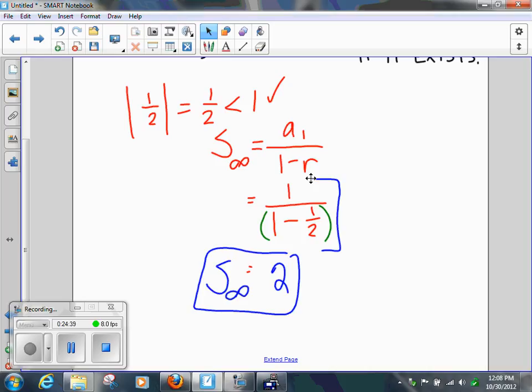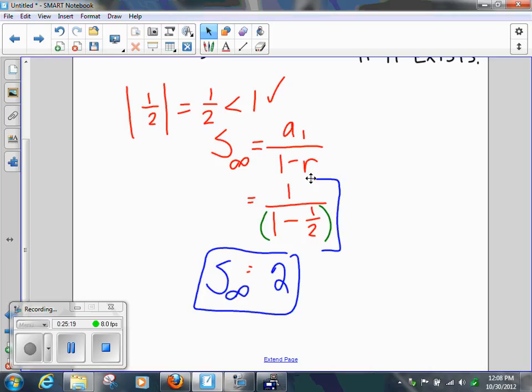No, the only way we can use this formula is if the absolute value of that ratio is less than 1. If it's greater than or equal to 1, then no sum exists. So the ratio always has to be less than 1 in order to use this formula. Has to be, or you cannot use this formula. And it's there on your formula sheet. It will always work if the ratio is less than 1. If it meets the conditions, you will be able to find a sum.